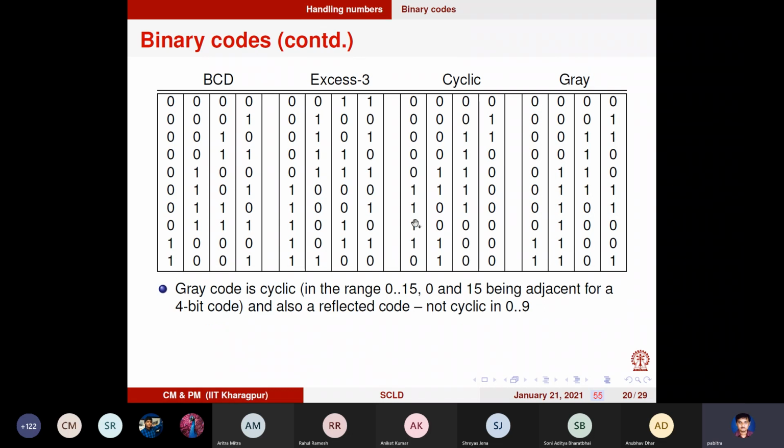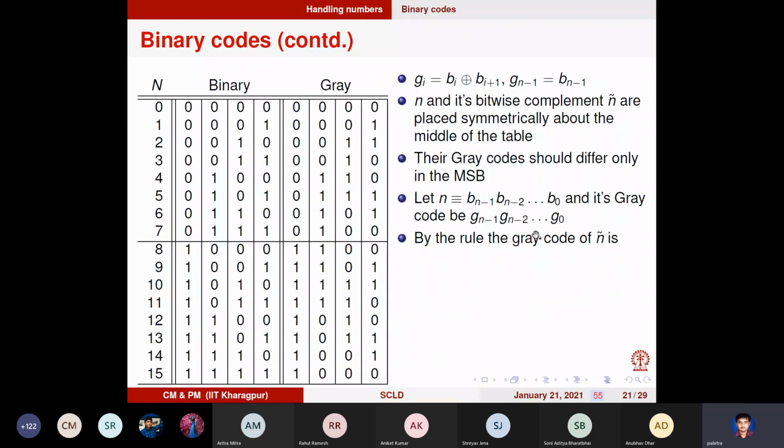Okay, so cyclic means two consecutive representations differ by only one bit. We'll talk about another type of code, which is a reflected code. Reflected code means how many are there? If you take, for example, the gray code, let me see if I have more gray codes available with me. Yeah, this is the gray code.